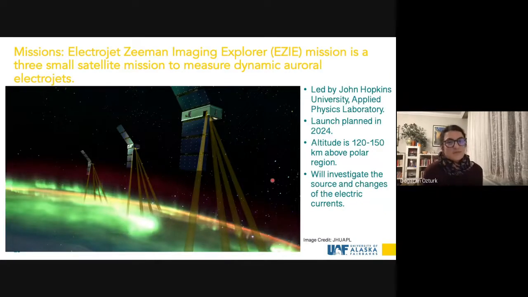And there are two upcoming missions that are going to provide really interesting input for understanding the dynamic aurora. One of them is the EASY mission, the Electrojet Zeeman Imaging Explorer mission. It's going to consist of three small satellites to measure dynamic auroral electrojets. This is an initiative led by Johns Hopkins University, and the launch is planned in 2024. Its altitude is going to be between 120 and 150 kilometers, and this will investigate source and changes of the electric currents. EASY mission will have a significant outreach and education component, which we are hoping to collaborate on.